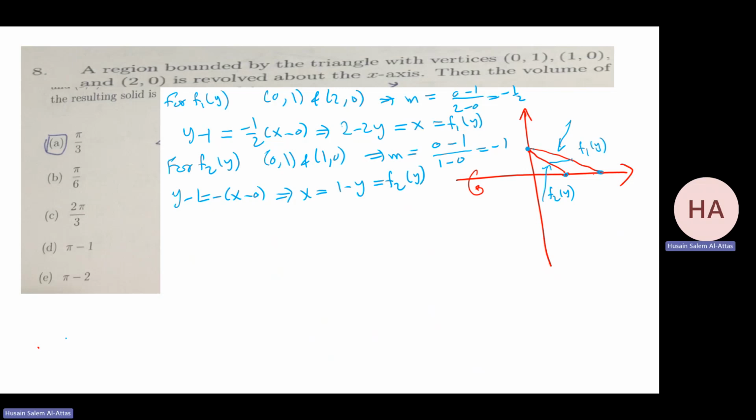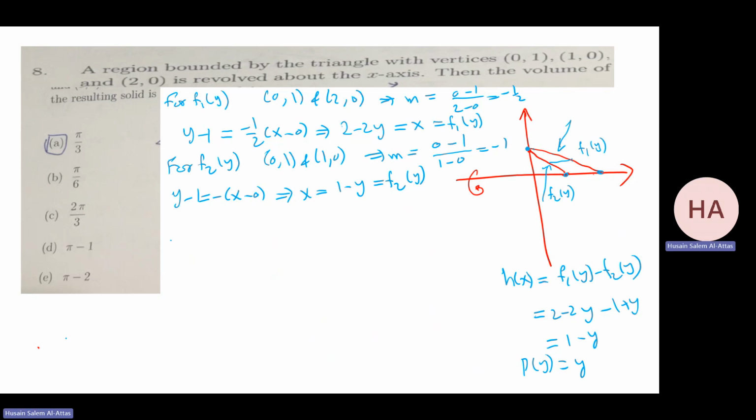Now what is h of y? It will be f1 of y minus f2 of y. And that gives me 2 minus 2y minus 1 plus y. That gives me 1 minus y. And what's p of y? P of y is very clear, it will be y.